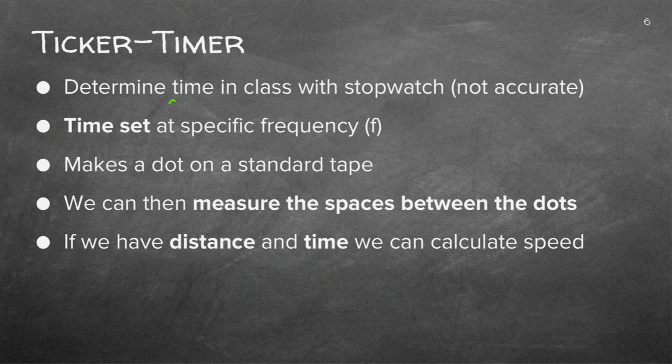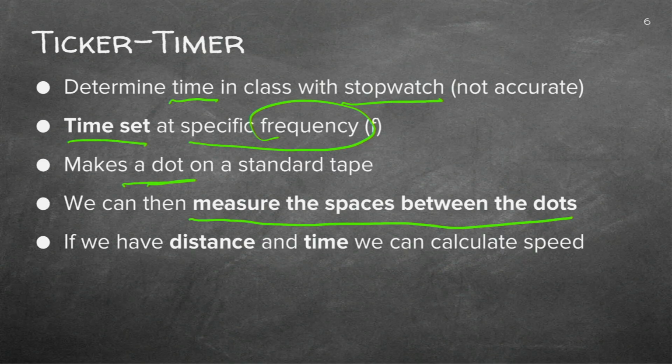So we determine the time with a stopwatch. Time will be at a specific frequency, and you heard that little ticker, fast or slow, and it'll make a dot. And you will then measure the spaces with a ruler. You'll have to have a ruler to measure the spaces between the different dots. As soon as you've got the distance and you have the time, we can calculate the speed.